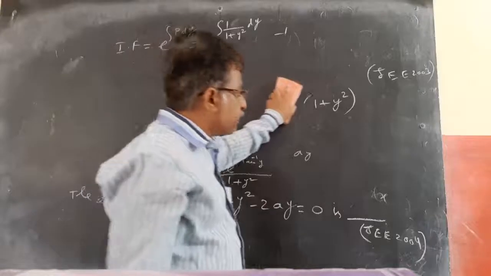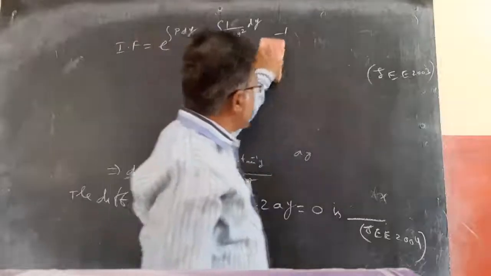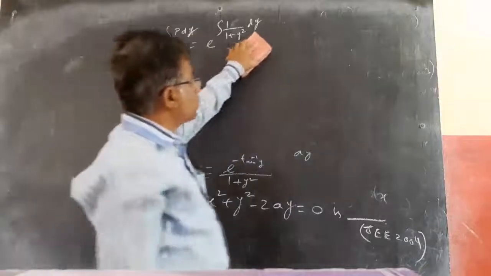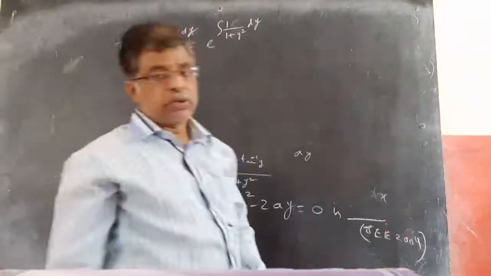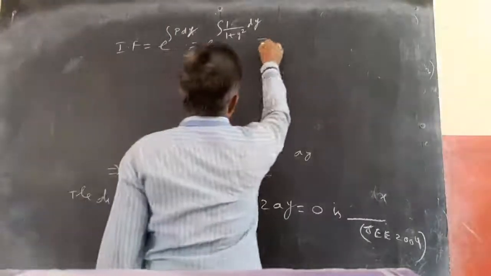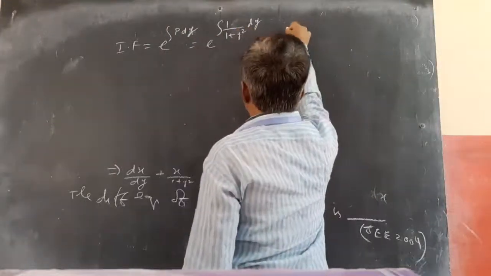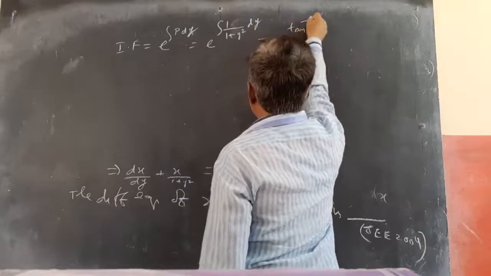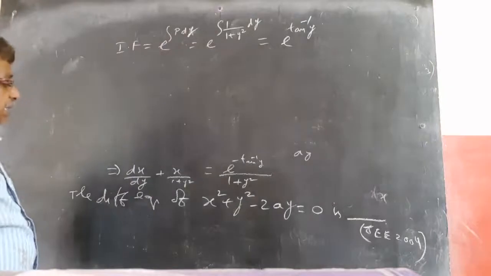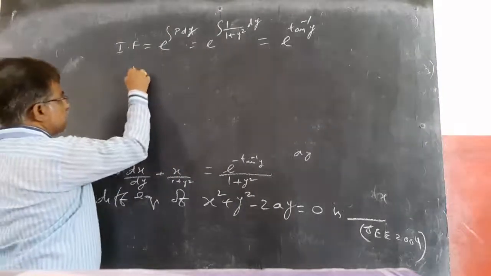No other chapter gives you direct questions, but for JEE differential equations they are giving most of the questions only from the textbook. No guarantee, but most of the questions. Now this is equal to e power 1 by 1 plus y square is tan inverse y. Same sum we did 100% in IPE. Recollect it. Now this is the general equation we need.